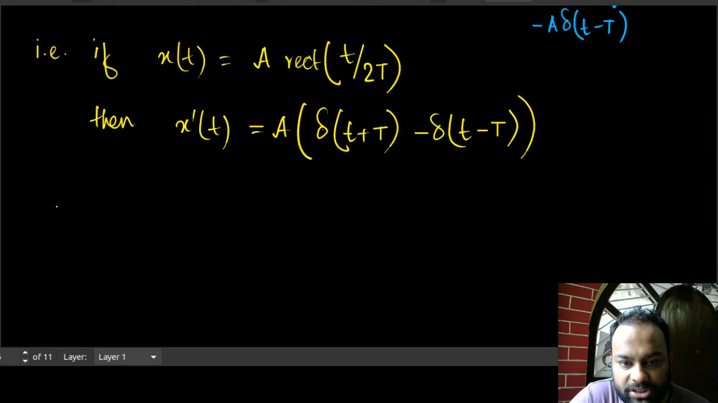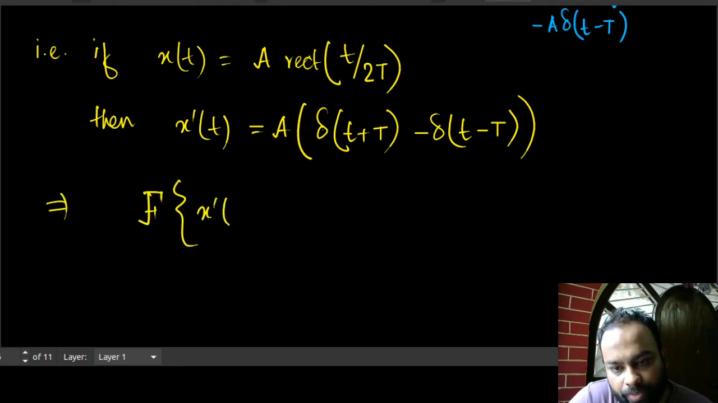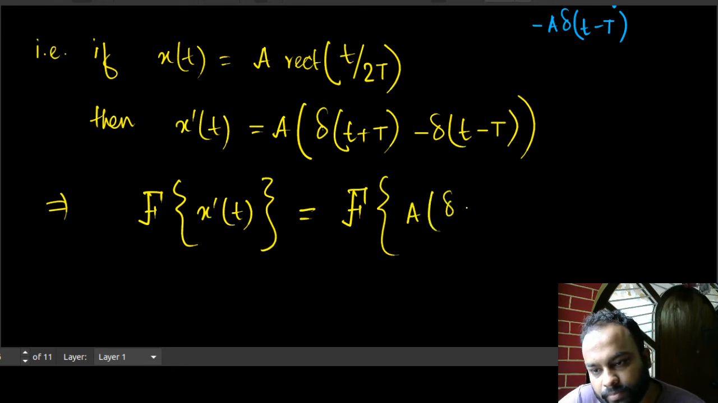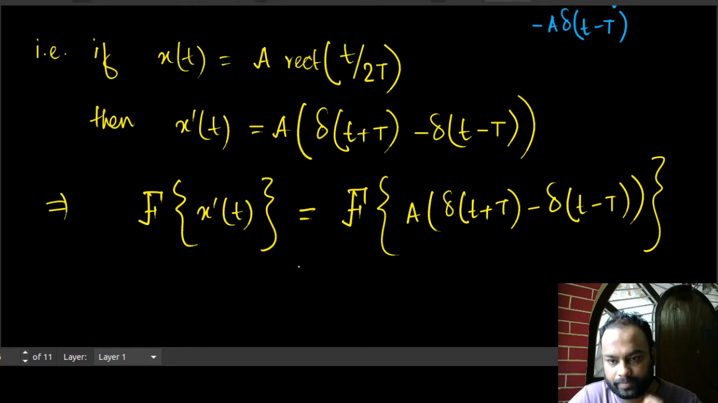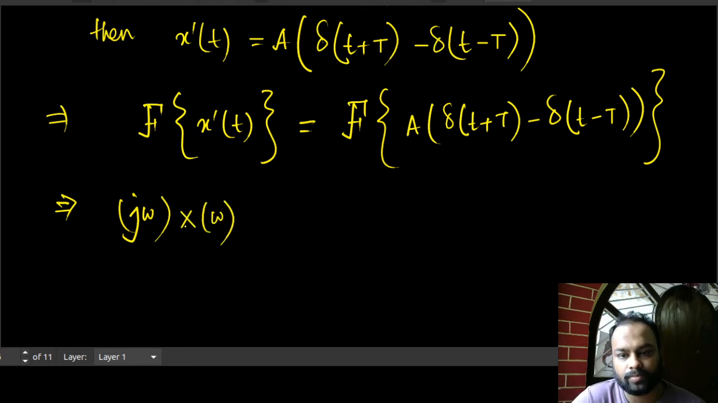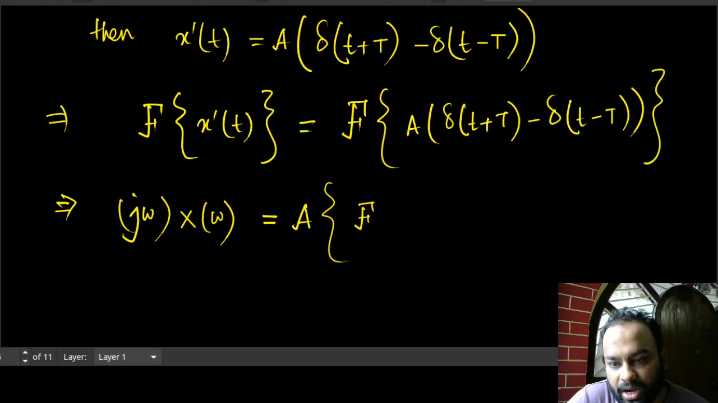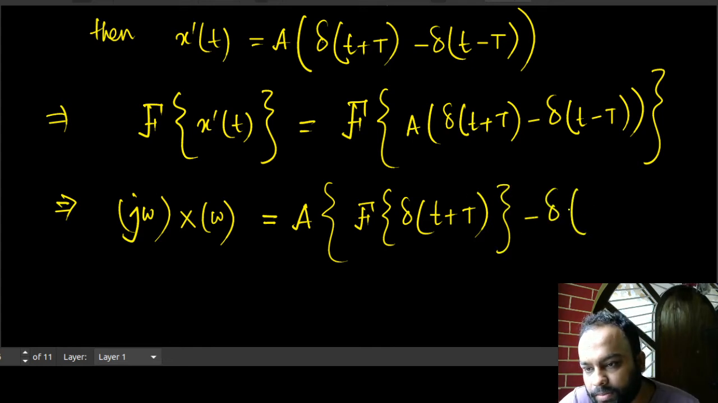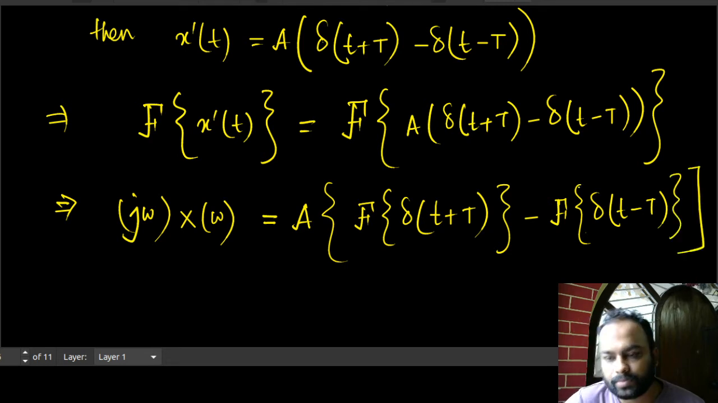So if I apply the Fourier transform on both sides, what do I get? I get a Fourier transform here, and we also get a Fourier transform here. Now, of course, what is the Fourier transform of x'(t)? If the Fourier transform of x(t) is X(omega), then the Fourier transform of x'(t) would be j omega X(omega), right? And here, this can be written as A times the Fourier transform of delta(t+T) minus the Fourier transform of delta(t-T).